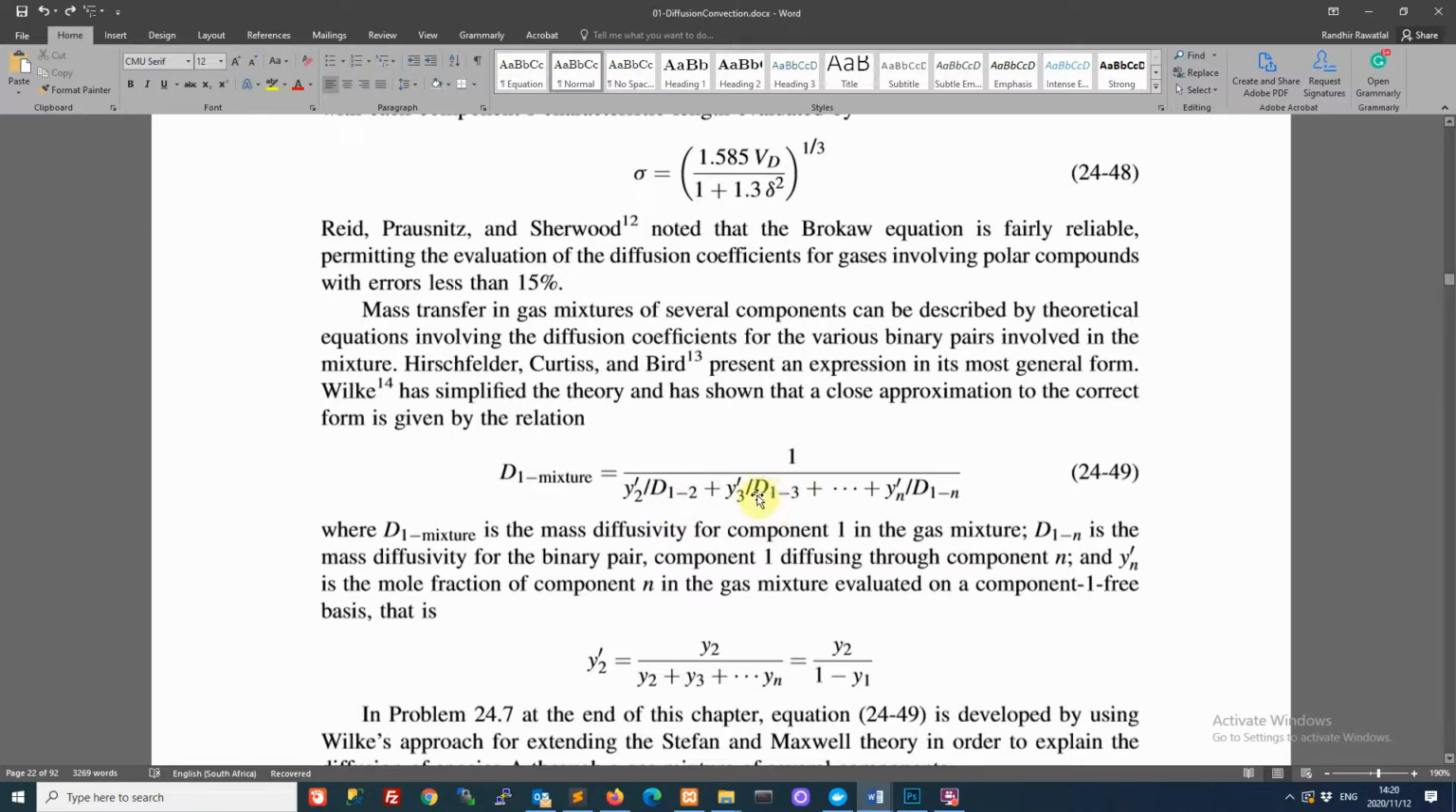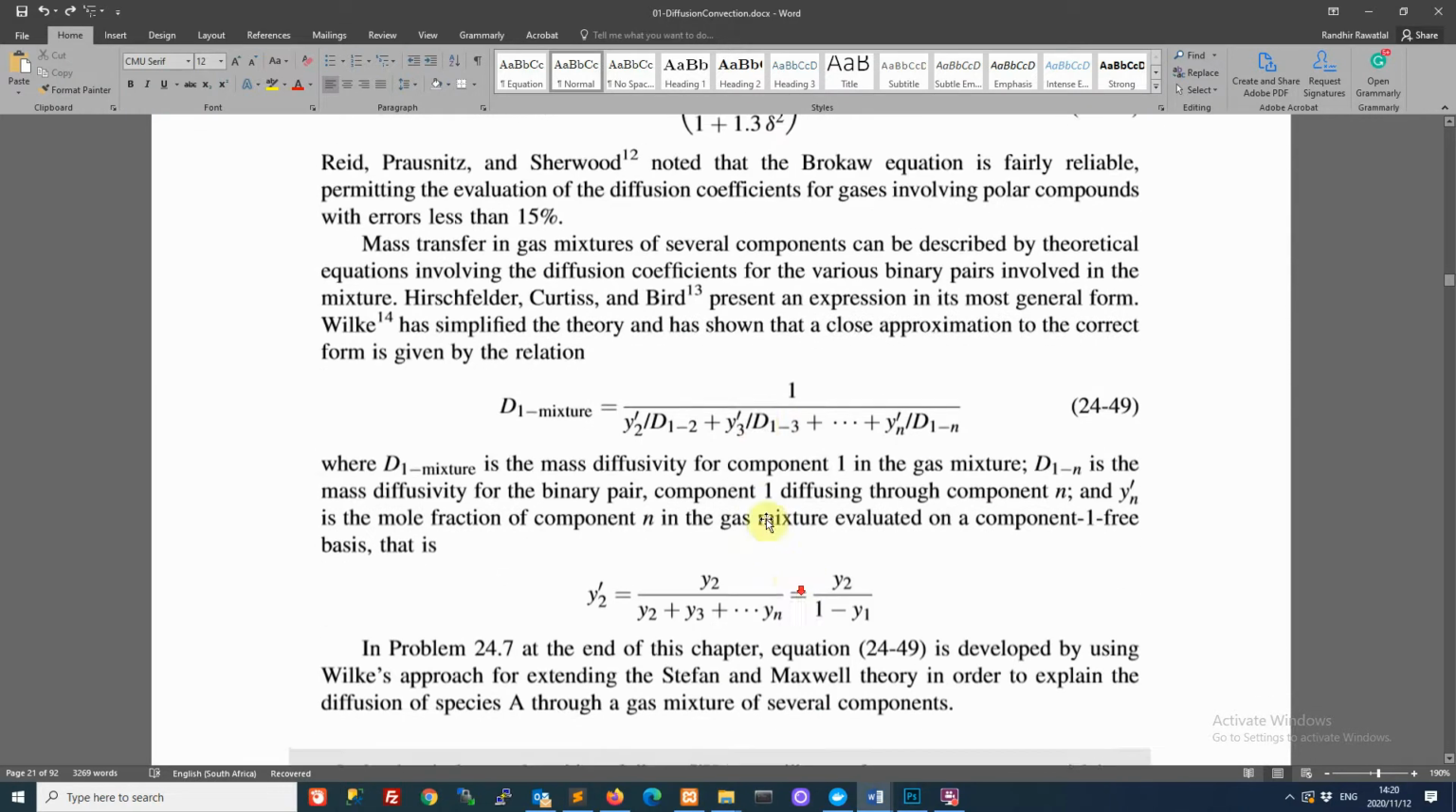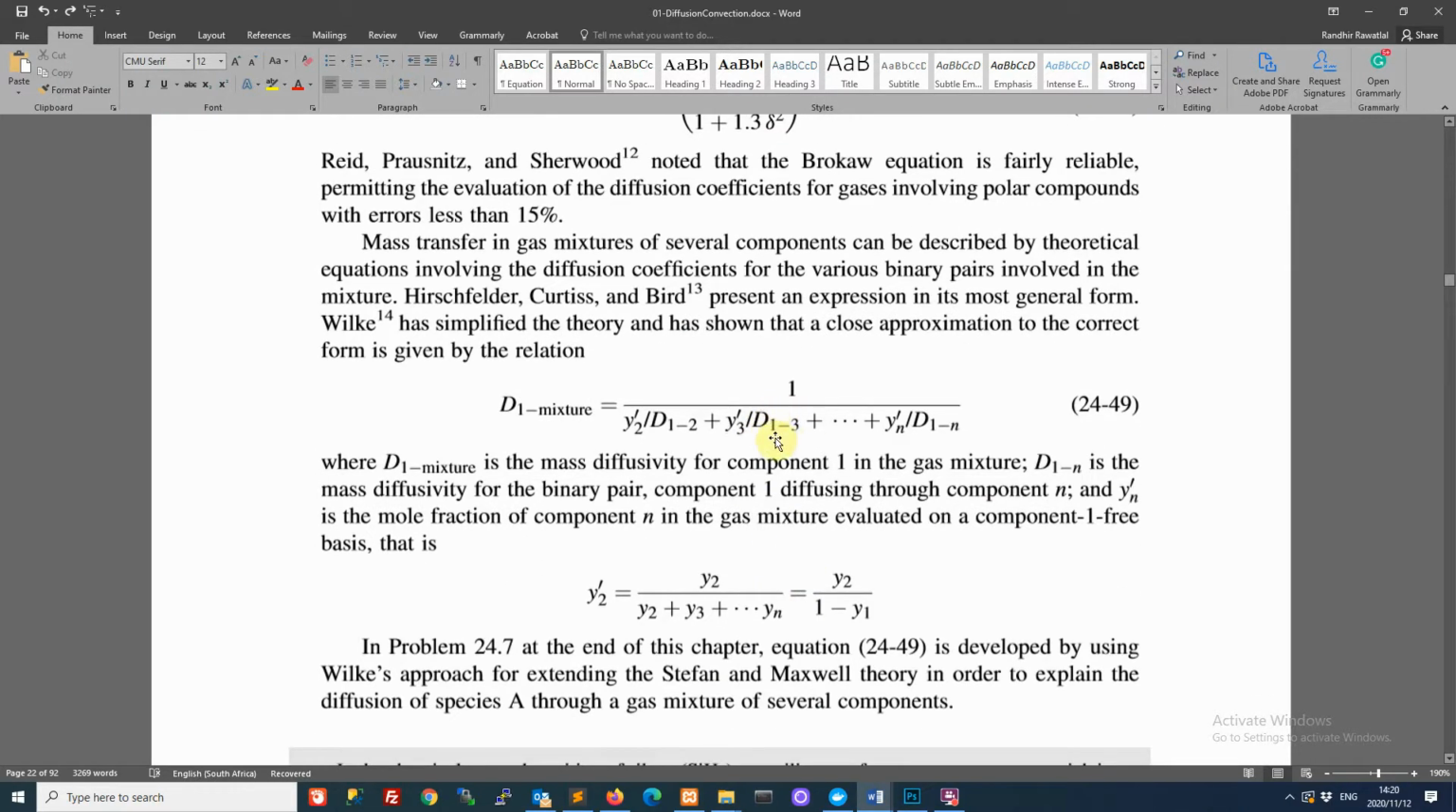So these are the hypothetical cases. If you had component 1 and component 3, and only those components were mixed together, then there would exist some diffusivity between 1 and 3, some diffusion flux of 1 through 3, and that's the diffusivity. So assuming that we use all the correlations described so far to estimate those diffusivities.